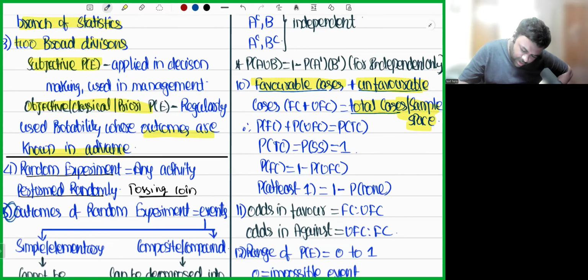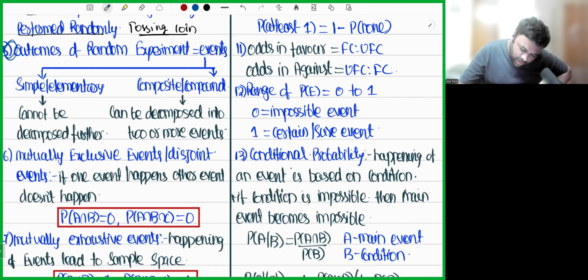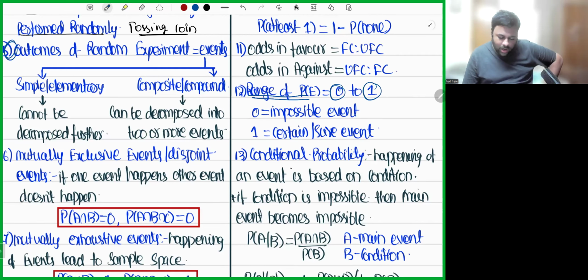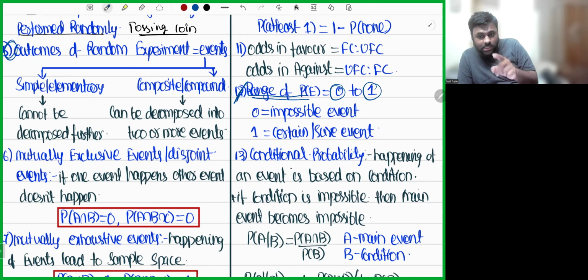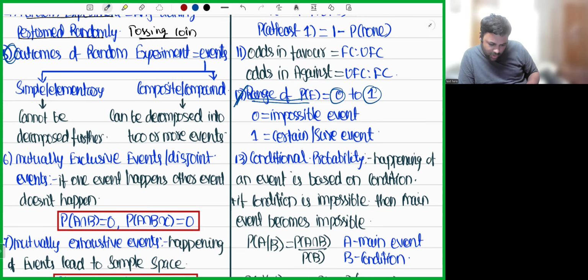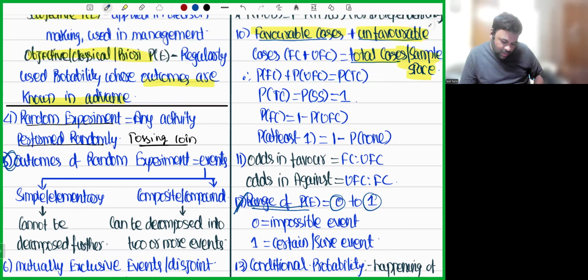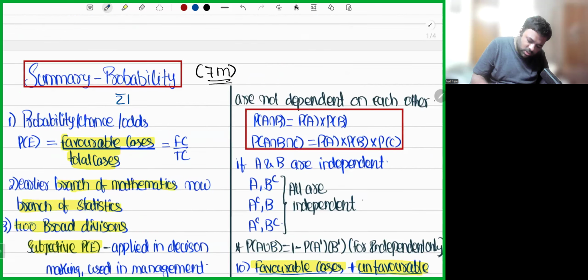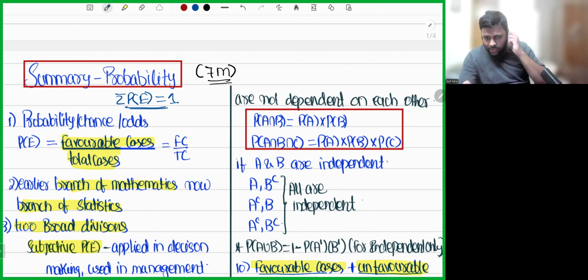Range of probability, my dear friends, will be 0 to 1. I hope you understand this point number 12. Range of probability will be 0 to 1. Sum of probabilities will be 1. Remember this because I wrote it somewhere. I don't know where I wrote it, but let me write it here. Sum of probability will always be equal to 1. Range of probability will be 0 to 1, 0 being an impossible event, 1 being a certain or sure event. Your probability must lie only between 0 and 1.